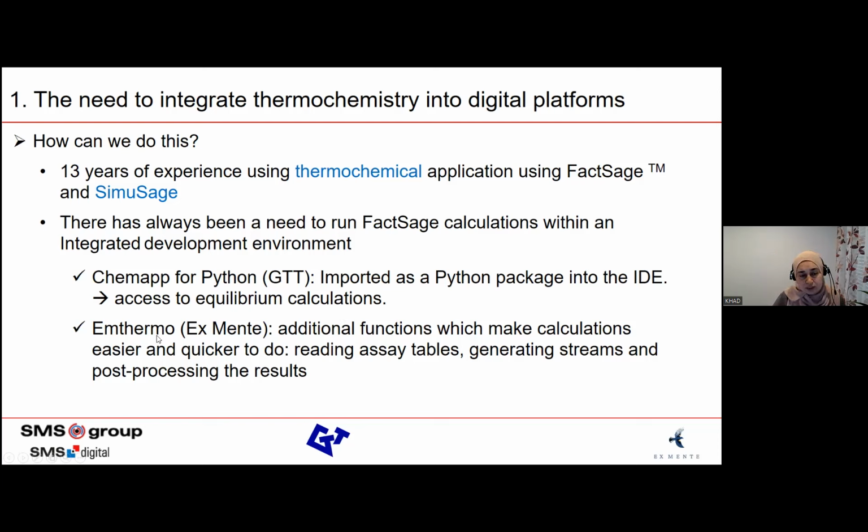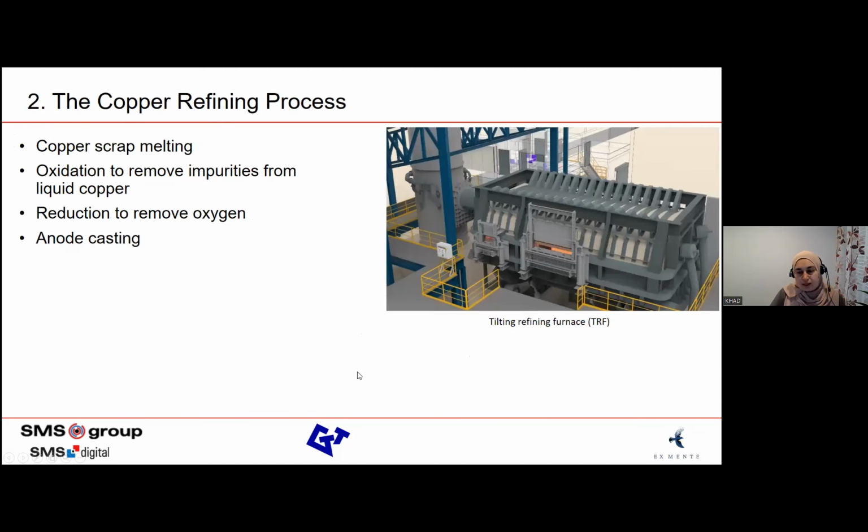But we also use the packages from EM Thermo, from Xmenta, who are a partner of ours and of GTT. So Xmenta provide additional functions which make calculations in ChemApp easier and quicker to do. Such functions are like reading assay tables, so analysis directly into ChemApp, generating streams, working with streams, as well as post-processing and visualizing the results. And this has established the right conditions to develop the BlueControl.